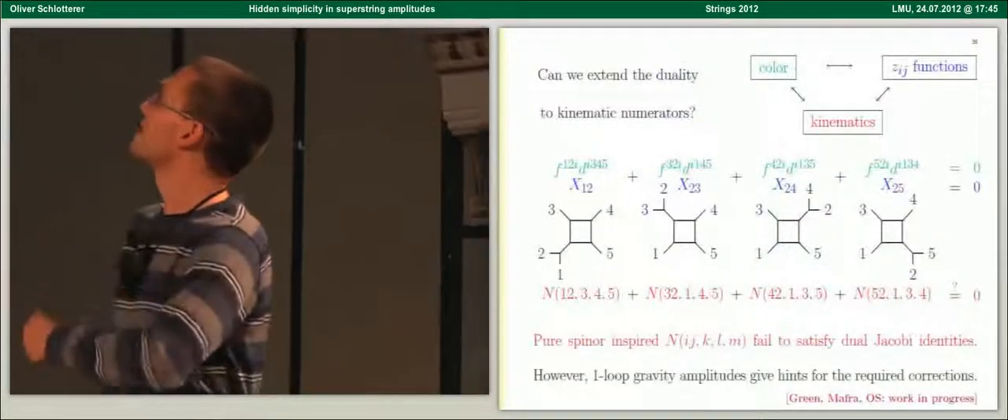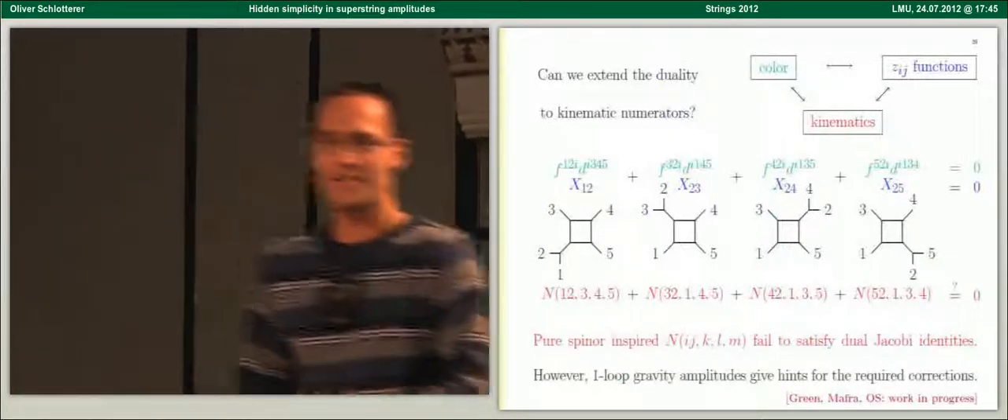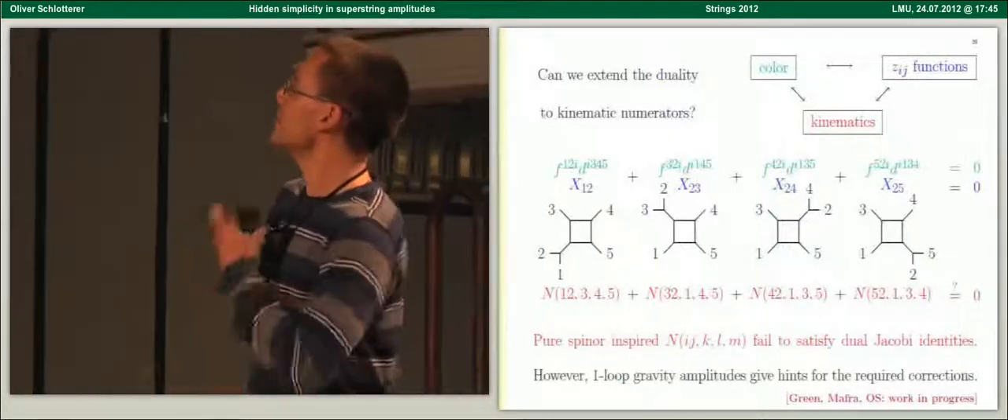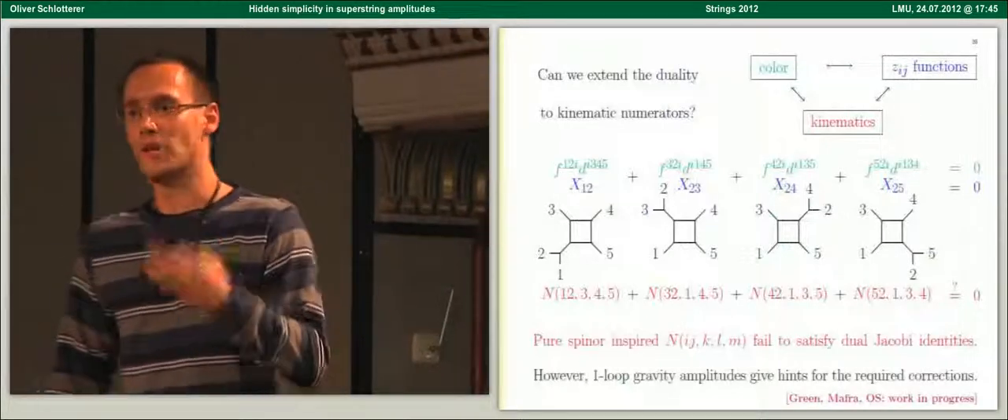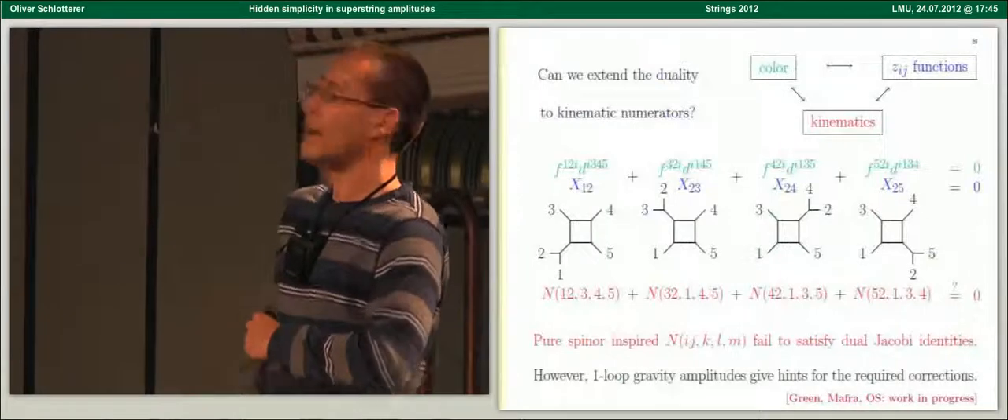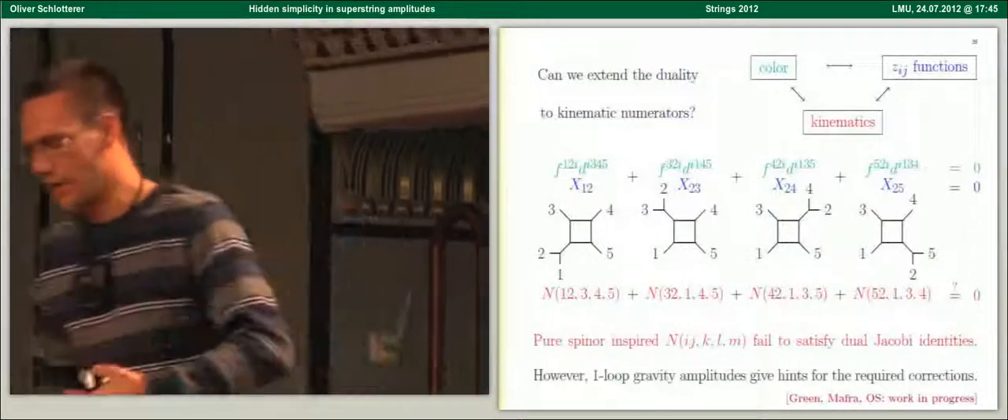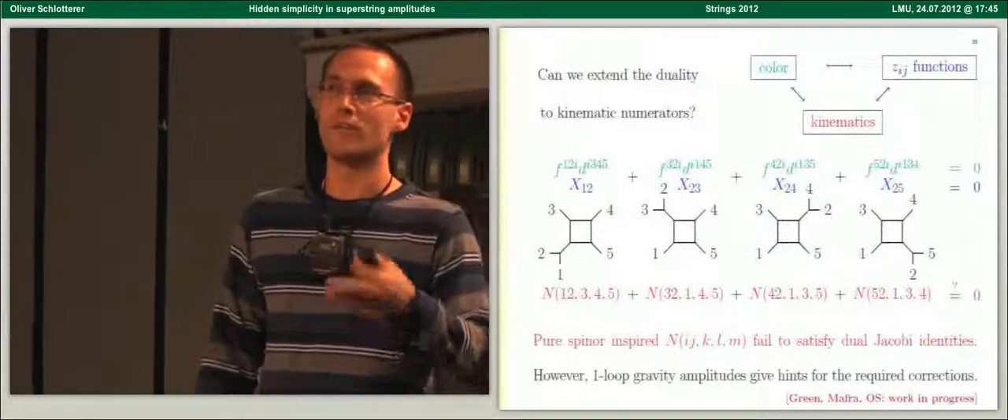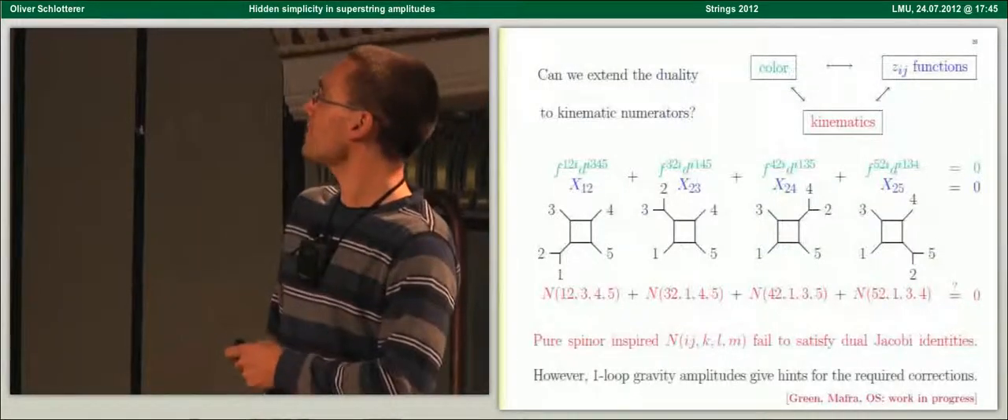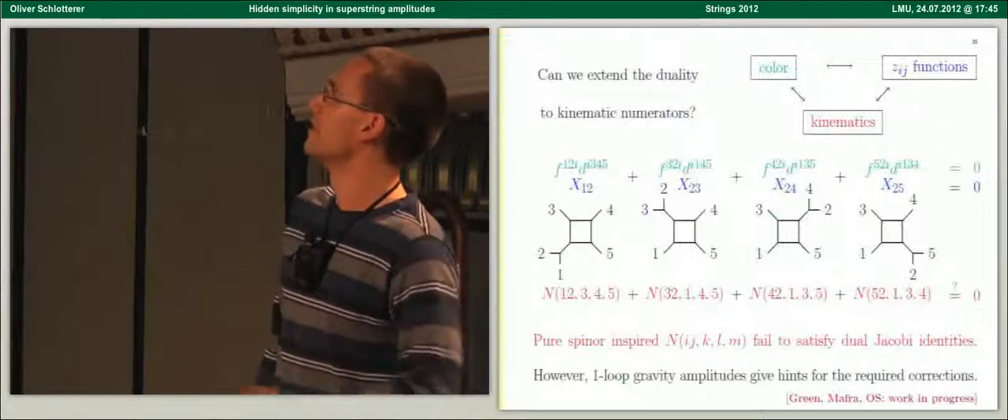Unfortunately, at this point, the answer is no, at least not so far. The pure spinor computation suggests a particular representation for these numerators, and so far they don't satisfy these dual Jacobis. However, we are now working on one-loop gravity amplitudes, and they give a hint of how these corrections might look like. So I hope to have some results on this in the near future.